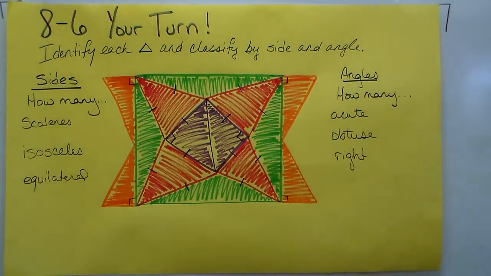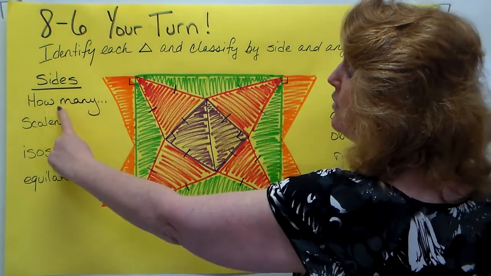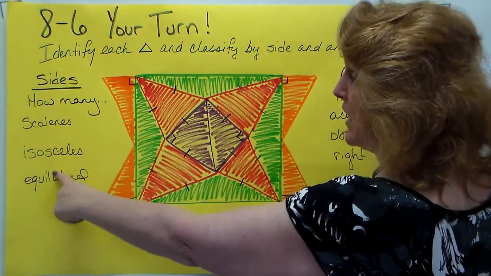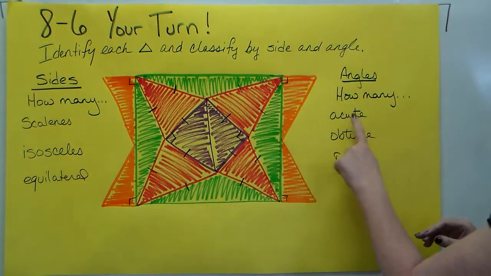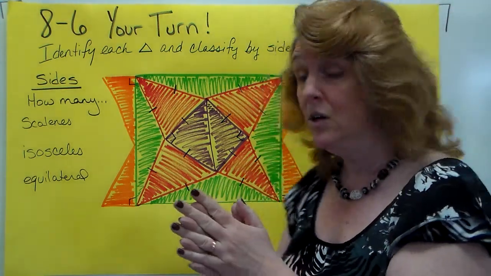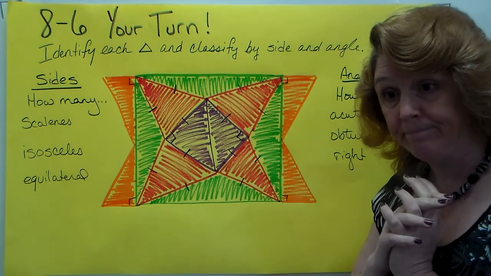So now you get to try it. Check out all these different triangles in here. You're going to tell me how many of these triangles are scalene, isosceles, and equilateral, and then how many of these triangles are acute, obtuse, or right. So pause it here, work out your angles, and then come right back. Okay?